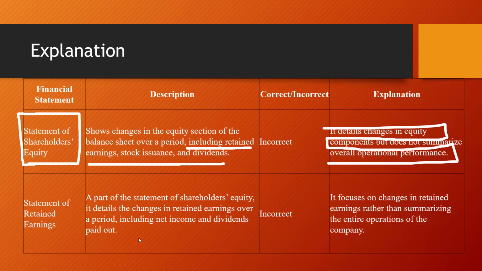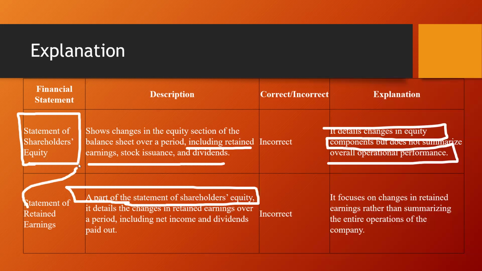When you prepare your income statement, after that, the net income result will go to the income summary, and it will go to the retained earnings. So it becomes part of the shareholders equity. If you look properly, the retained earnings is there in the statement of shareholders equity. So this is also not the correct answer. This is also not the correct answer.